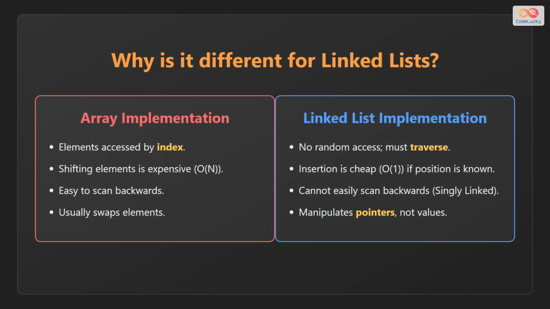So, why is this tricky for linked lists? With arrays, we can access any index instantly and swap elements easily. However, with singly linked lists, we don't have random access. We can only move forward. This means we cannot scan backwards to find the insertion point, and instead of swapping values, we have to physically rewire the pointers connecting the nodes.